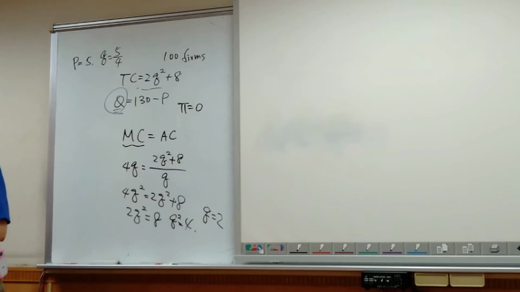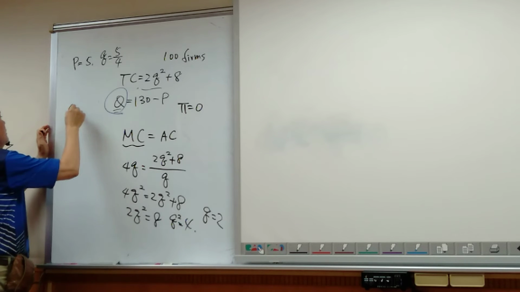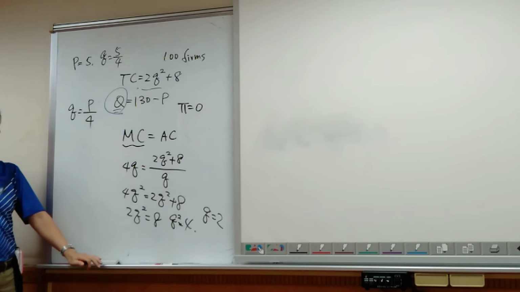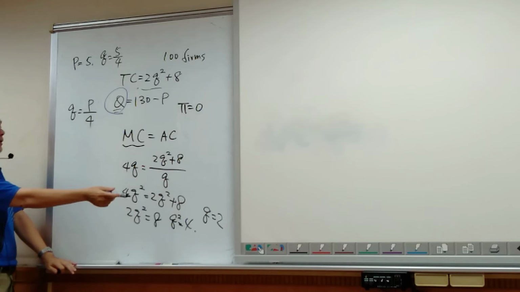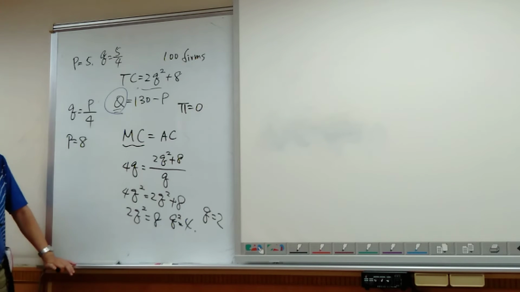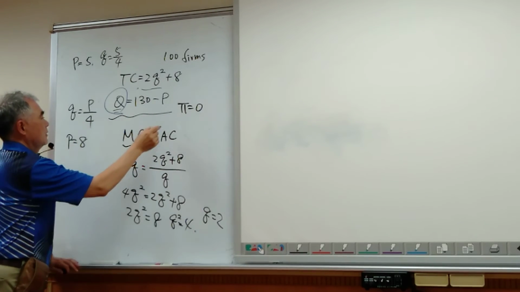Any question so far? Okay. So then what we get is little q is equal to 2, right? Q is equal to p over 4. And now we get little q is equal to 2, so p is equal to 8. Okay? So if p is equal to 8, what do you get?